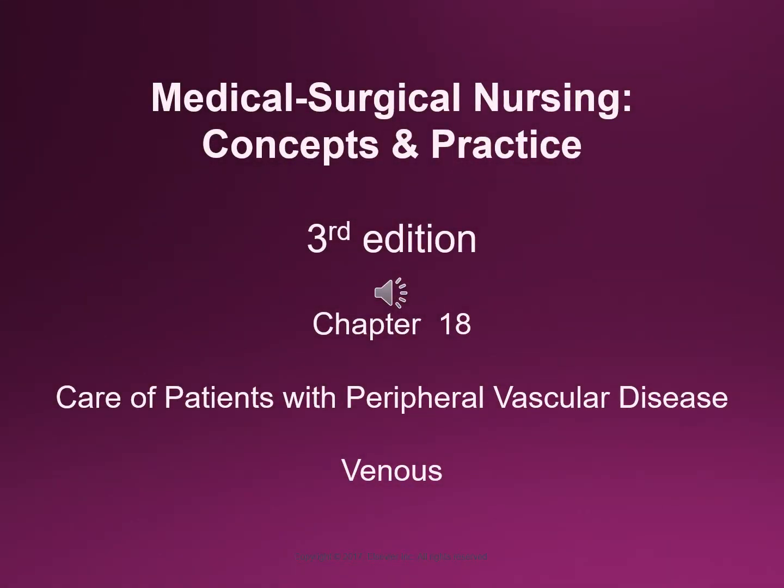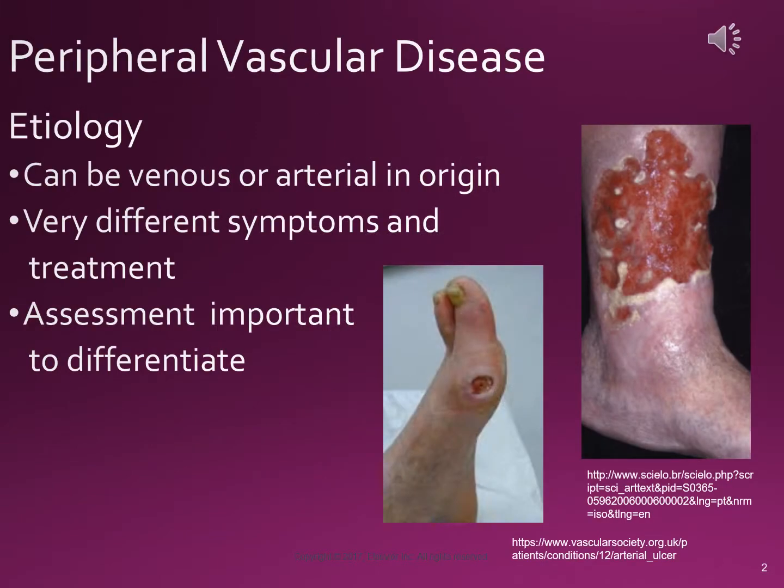This lecture will talk about care of patients with peripheral vascular disease of the venous system. Peripheral vascular disease can either be venous or arterial in origin. They have very different symptoms and very different treatment, and it's important to differentiate between the two. For instance, on the left here, there's an arterial ulcer, and on the right, there's a venous ulcer. They look very different. They are caused by very different things, and they are treated very differently.